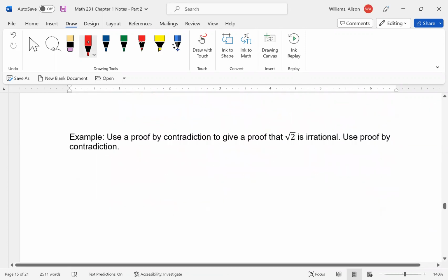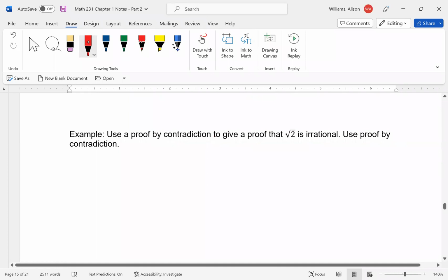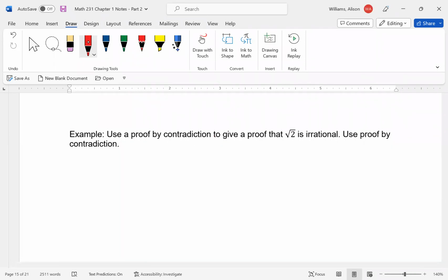Okay, let's do contradiction. Contradiction is a little bit more of an art form. And I'm going to start us with the most famous example of proof by contradiction. This is the proof I learned when I did proof by contradiction.